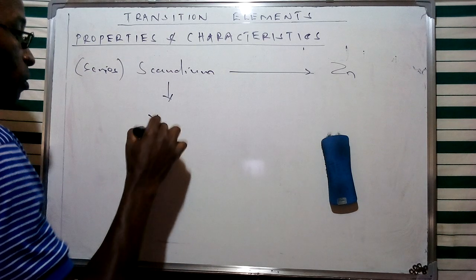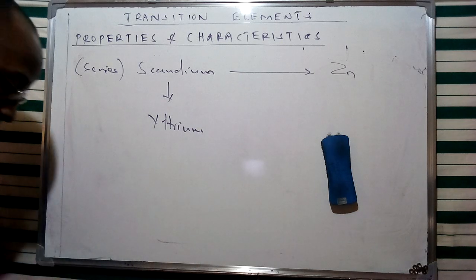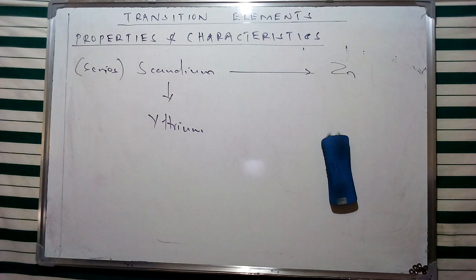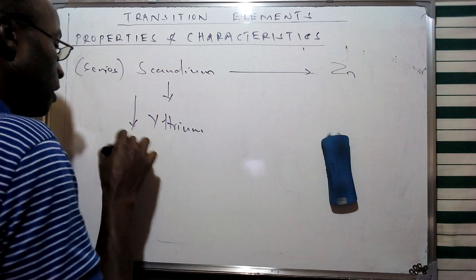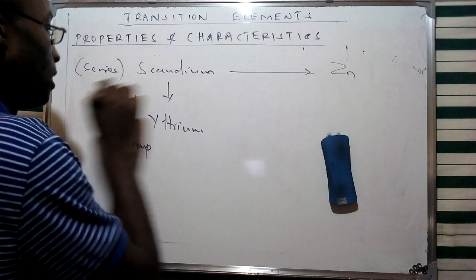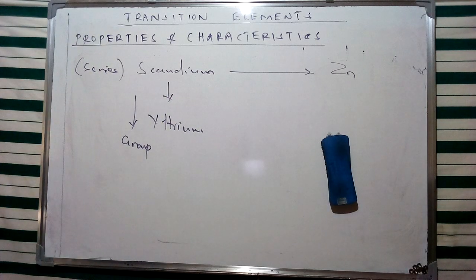But down the group to yttrium, lanthanum, up to the last element in that case, we're going to regard this as a group. So down the group I regard this as a group, but across, I'm going to regard them as a series, so that we are in conformity with these trends.